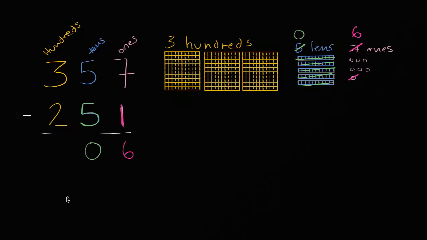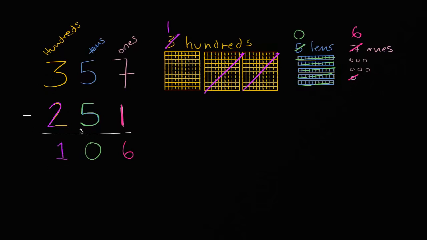And then finally, we started with 3 hundreds, but we want to take away 2 of them. So let's do that. Let's take away 100 and 200. And we're just going to be left with this 100 right over here. 3 hundreds minus 2 hundreds is 100.